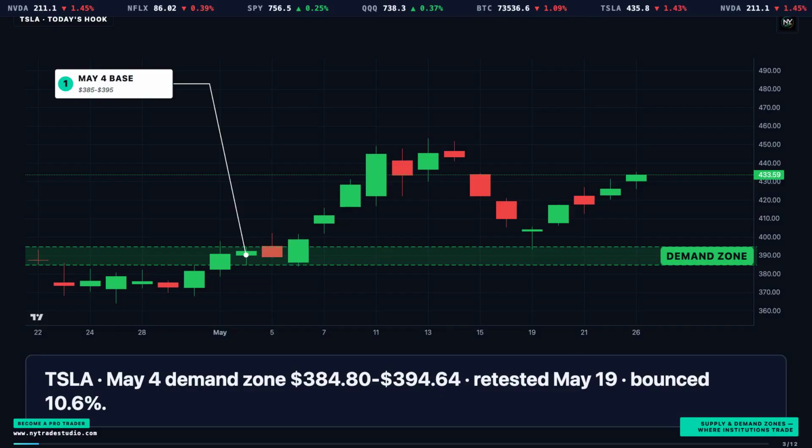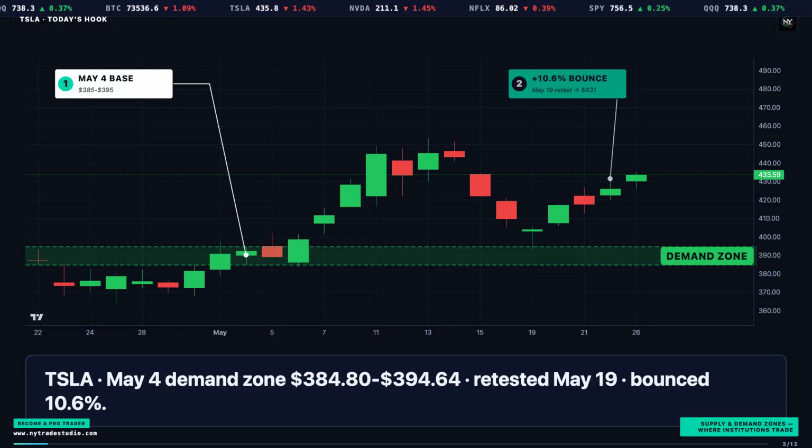Now watch what happens 2 weeks later. On May 19th, Tesla pulls back and returns to that exact same base level. Over the next 3 days, Tesla bounces 10.6%, proving the same buyers were still defending that zone. That's a demand zone in action. Let me show you exactly how to spot one before the bounce happens.